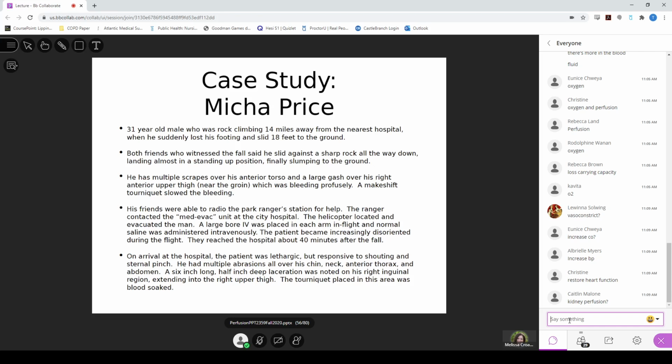His friends were able to radio the park ranger station for help, and the ranger contacted the medevac unit at the city hospital. The helicopter loaded and evacuated the man. Large bore IVs were placed in each arm in flight, and normal saline was administered intravenously. The patient became increasingly disoriented during flight. They reached the hospital about 40 minutes after the fall. On arrival to the hospital, the patient was lethargic but responsive to shouting and sternal pinch. He had multiple abrasions all over his chin, neck, anterior thoracic, and abdomen. A 6-inch long, half-inch deep laceration was noted in his right inguinal region, extending to the right upper thigh. The tourniquet placed in the area was blood-soaked.